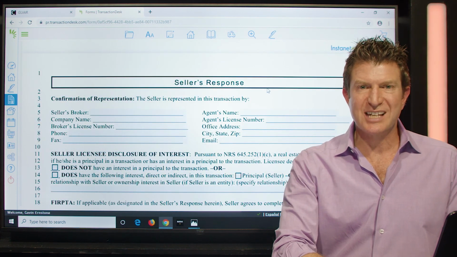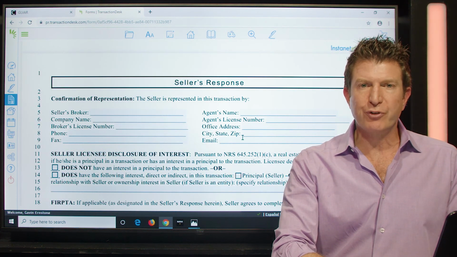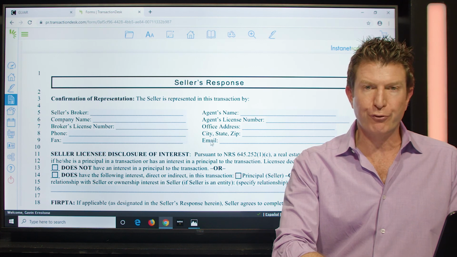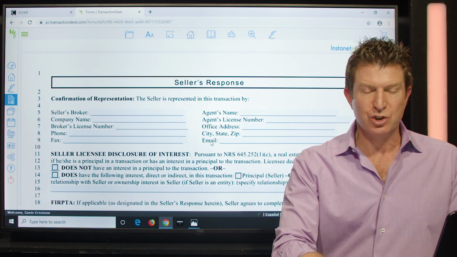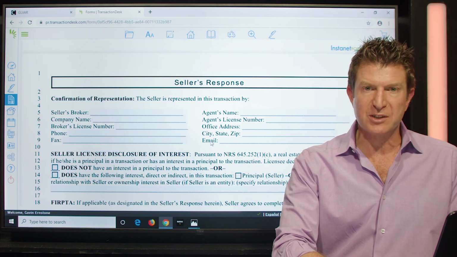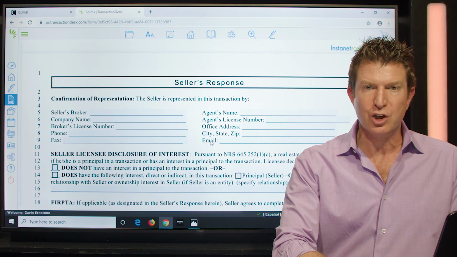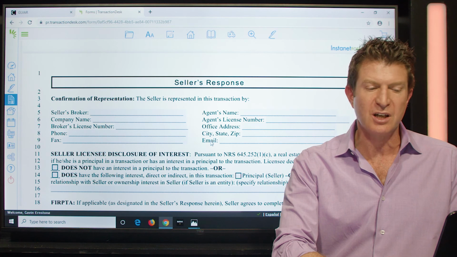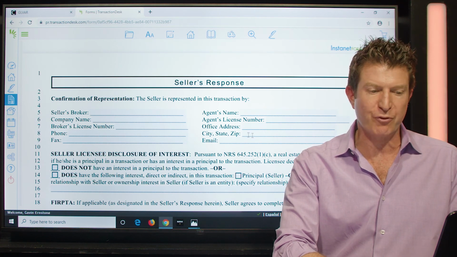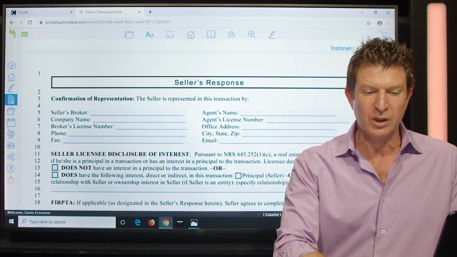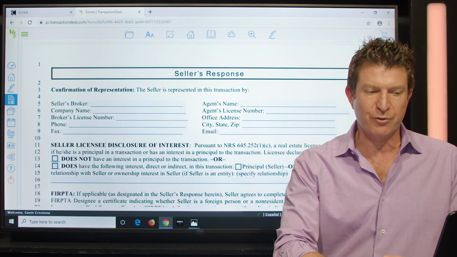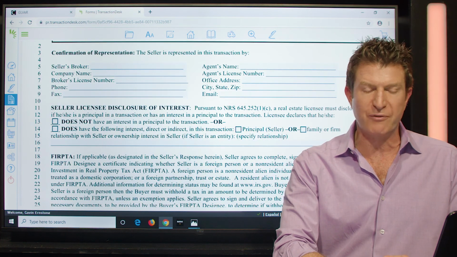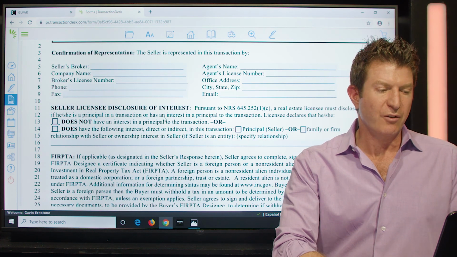Next portion is the seller's response, and you need to fill this information in here for the listing agent. You don't want to have to go and get this form re-signed, refilled in. You certainly can't write in here anything after it's all been completed. So it's imperative that you fill in that information right here. It's all available. It's all on the MLS. It's easy to find. Brokers' numbers, etc. can all be very, very easily found.